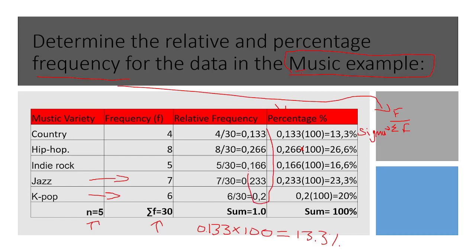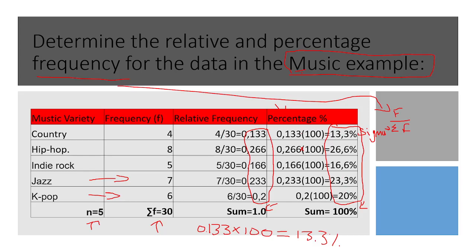So all of these numbers right here should add up to 1, and all of these percentages should add up to 100%. If it's less than 100%, you did something wrong. If it's higher, you did something wrong. It should be 100%. By just eyeballing this, I can see that this is not exactly 100%, but that is because I rounded.